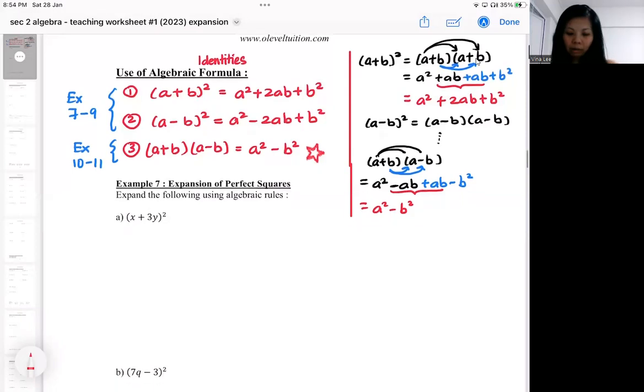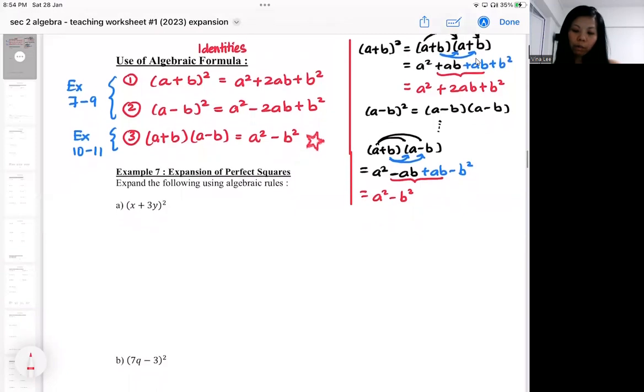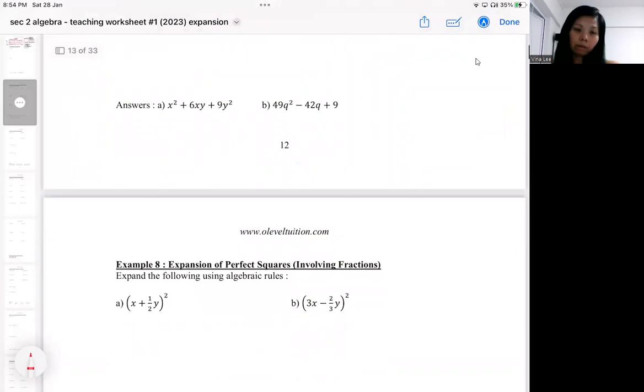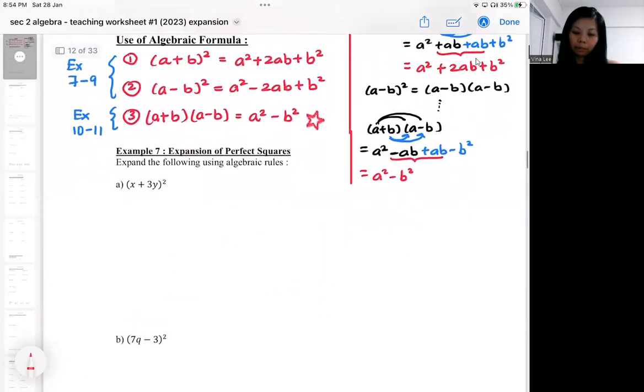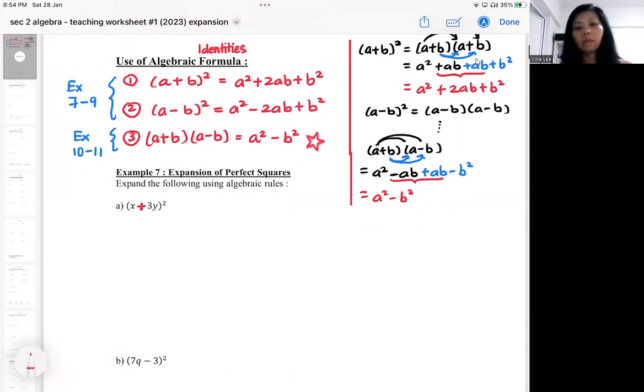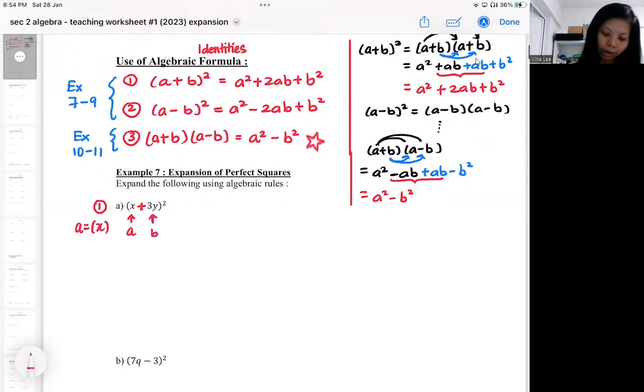For example 7, I'm going to show you how to use the formula first. Then for example 8, I will show you how to use the formula when you have fractions. If you look carefully at 7a, this is a plus, so I should be using formula 1. You can see quite simply that a is equal to x, and b is equal to 3y.